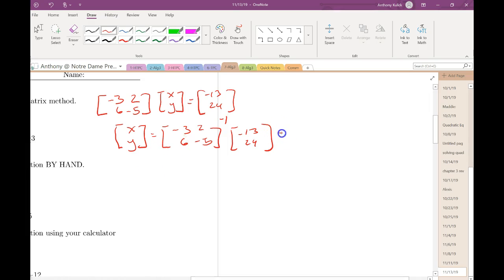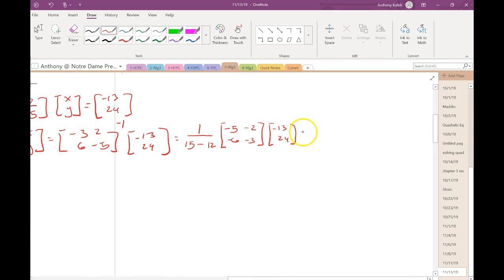And we know how to calculate the inverse of a 2x2. It's going to be 1 over the determinant. So that's going to be negative 3 times negative 5, minus 2 times 6, times the rearranged matrix. So the main diagonal entries switch locations, and the other diagonal's entries have opposite signs. So because they were positive, now they become negative. Everybody okay there?